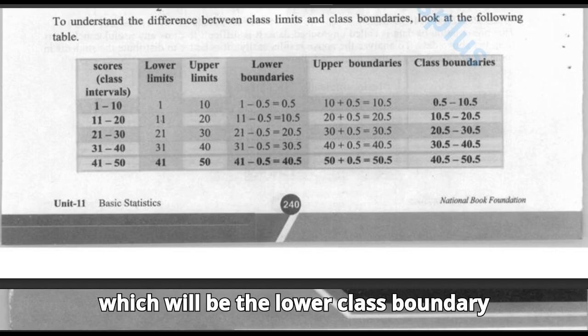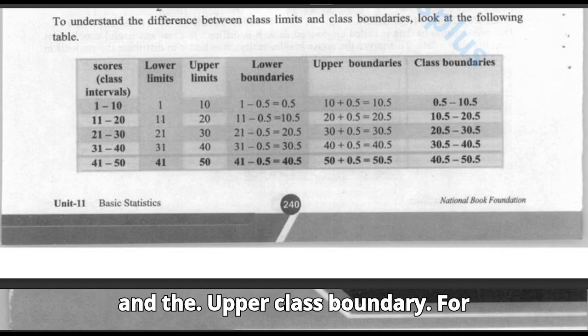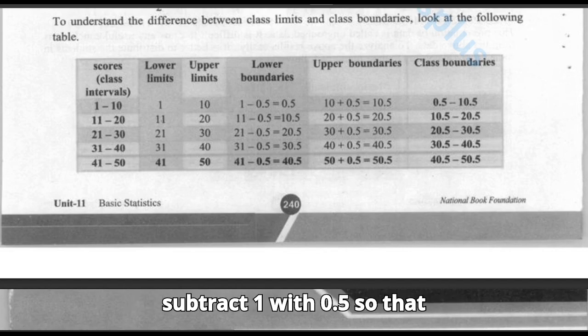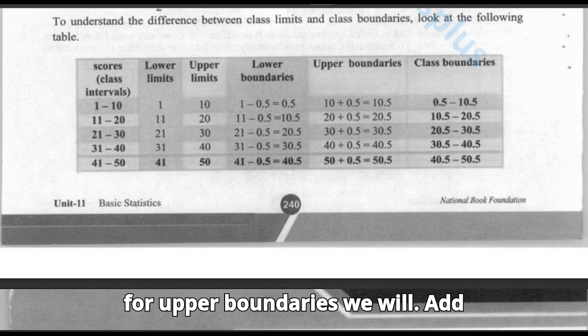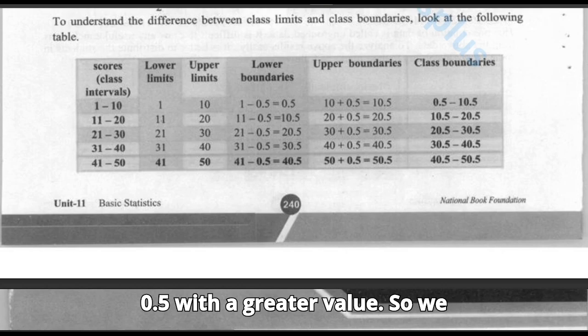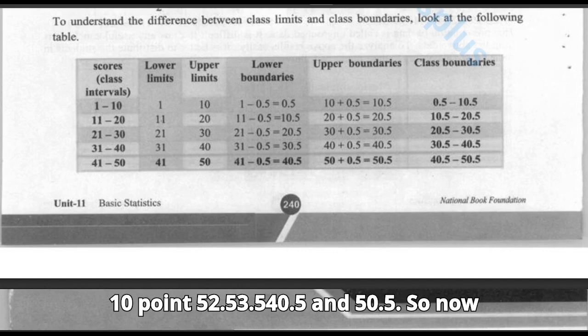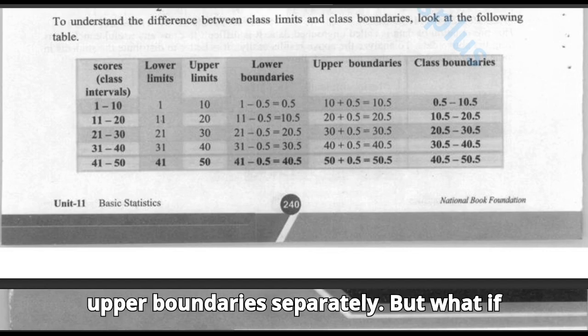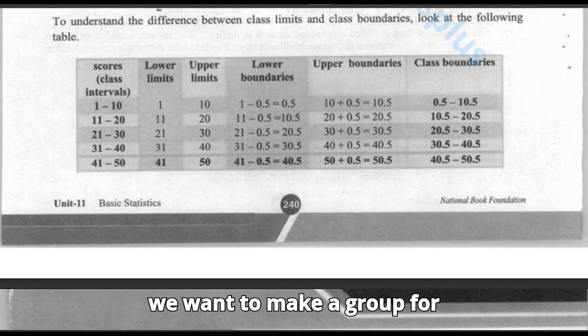Now we need to find their boundaries, which will be the lower class boundary and the upper class boundary. For the lower class boundary, we will subtract 0.5 from 1, so that leaves us with 0.5. Now we will subtract 0.5 from 11, that is 10.5, from 21, so that is 20.5, and so on. But for upper boundaries, we will add 0.5 to the greater value. So we have 10 plus 0.5, that is 10.5, 20.5, 30.5, 40.5, and 50.5. So now we found their lower boundaries and upper boundaries separately.